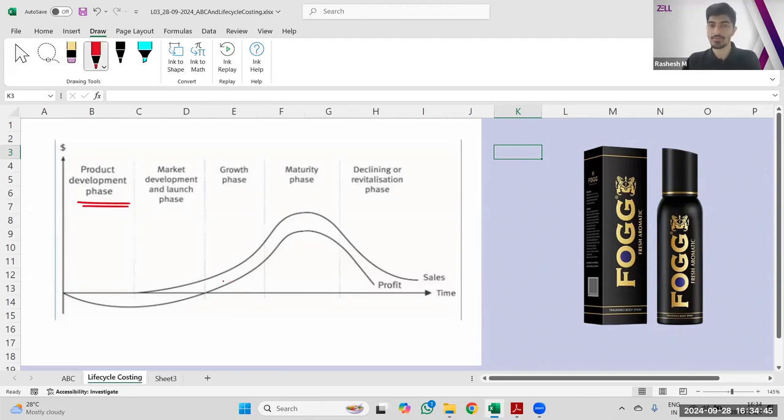If you see here on the life cycle, they've given us a sales line and they've given us a profit line. So if I'm in my development phase, am I earning any money from product sales, guys?